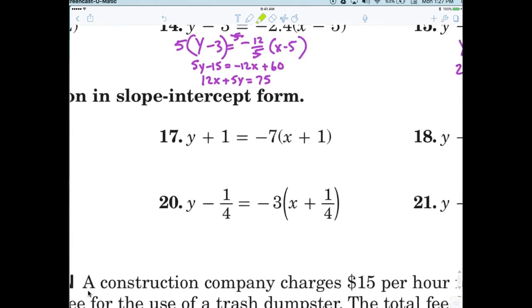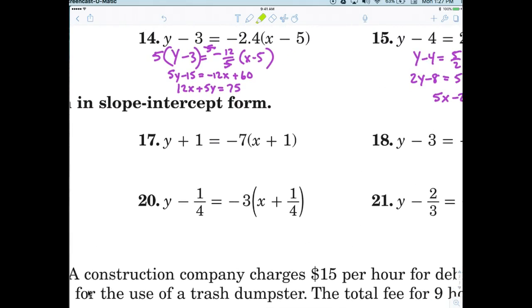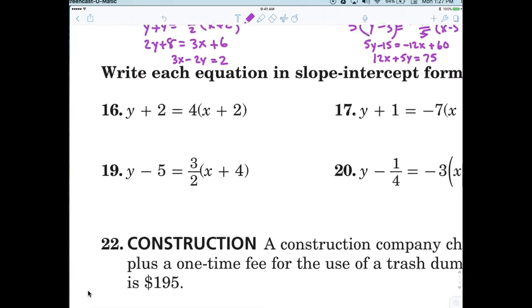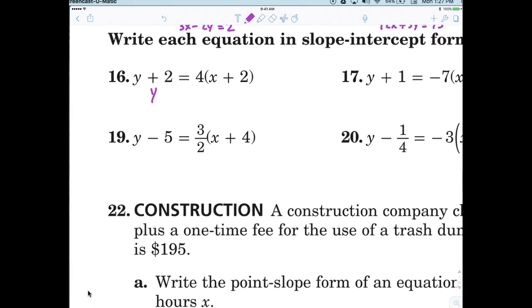All right, now just a quick review. Write in slope-intercept form. So that means you got to convert it to what? Yeah, you just got to convert that to y equals mx plus b, which is a piece of cake for you guys. That's what we did last week. All right, so let's do that real quick. So distribute a 4, right? Y plus 2 equals 4x plus 8. Y equals 4x plus 6.